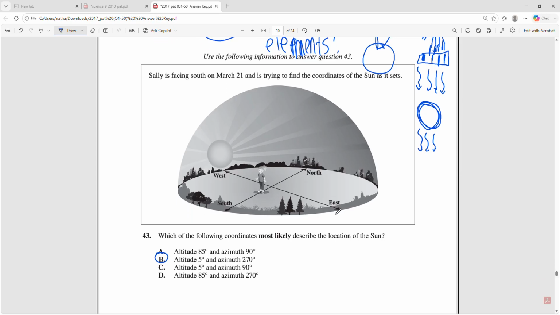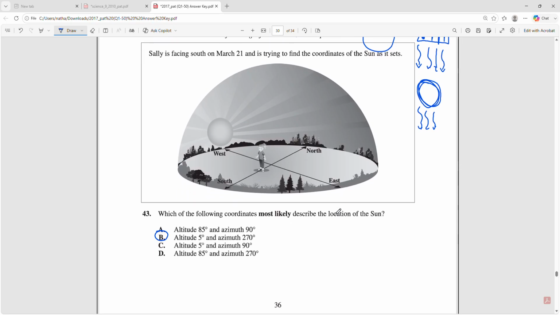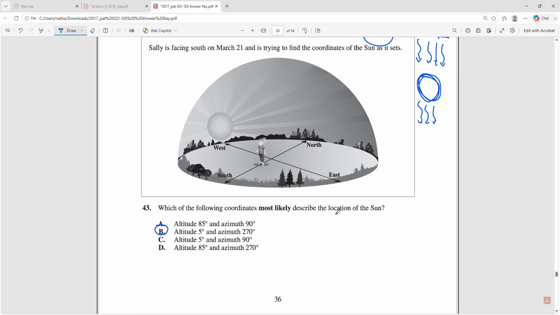Okay, so Sally is facing south on March 21st and is trying to find the coordinates of the sun as it sets. So here she is. You can see she's facing this way to the south, and here is the sun over here. Which of the following coordinates most likely describe the location of the sun? So that location we're going to describe by two types of things, altitude and azimuth.